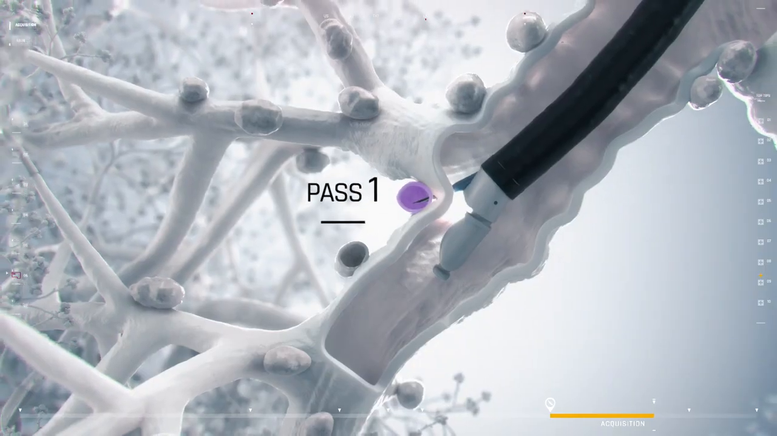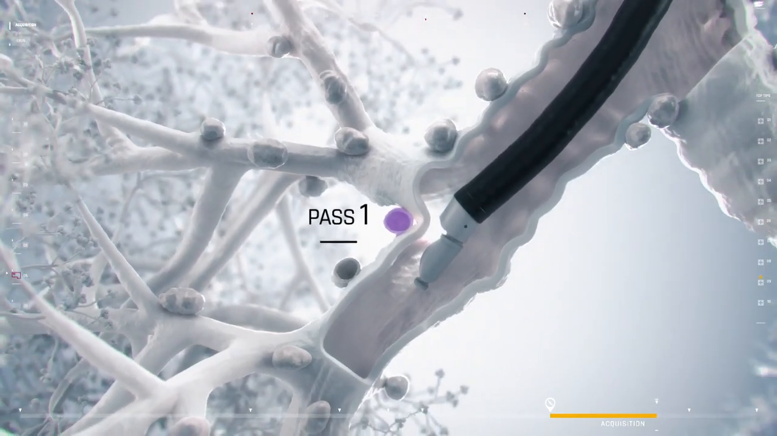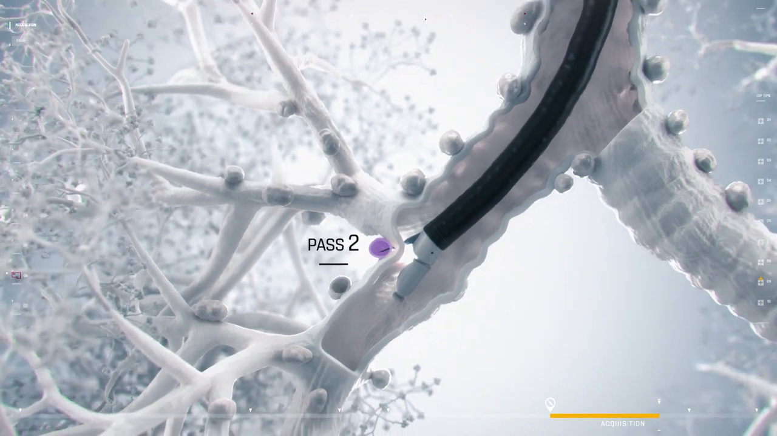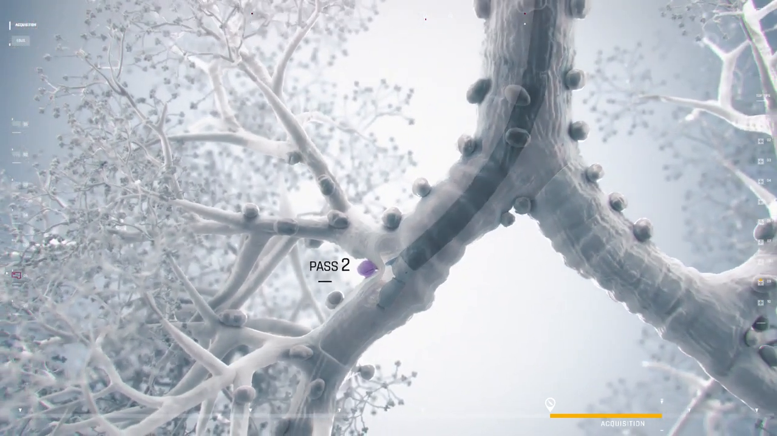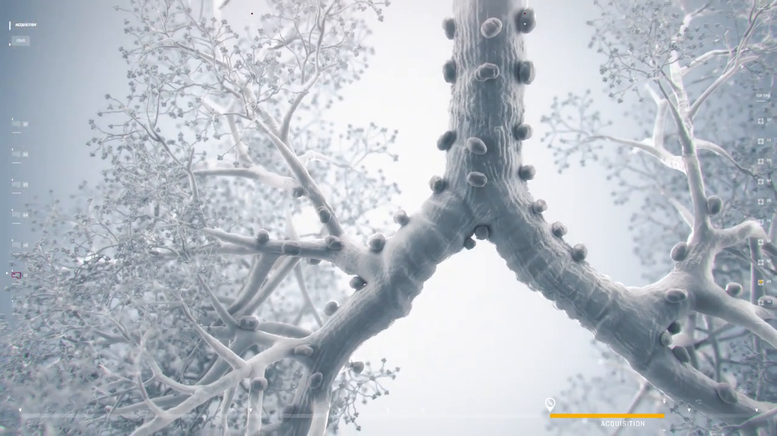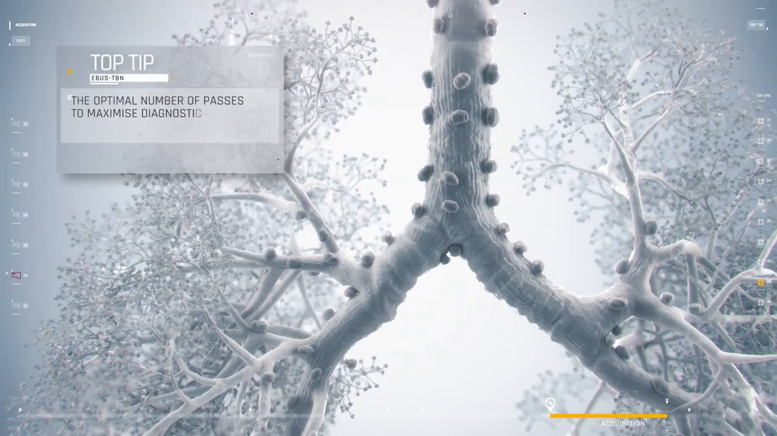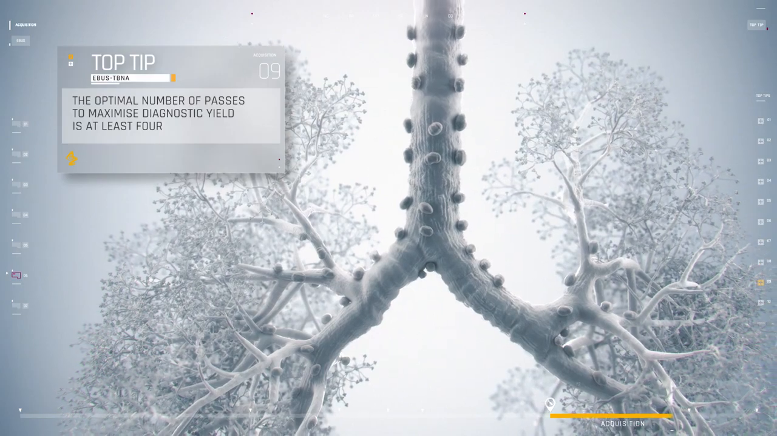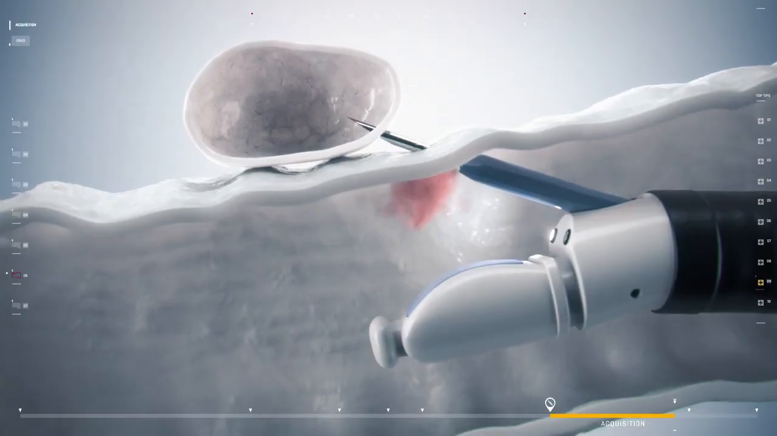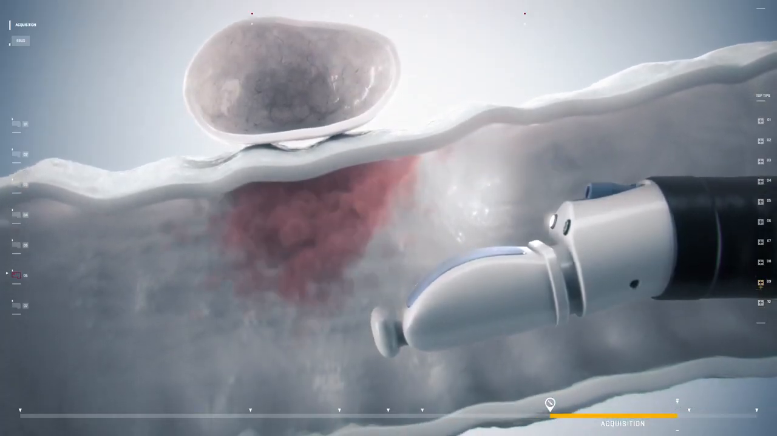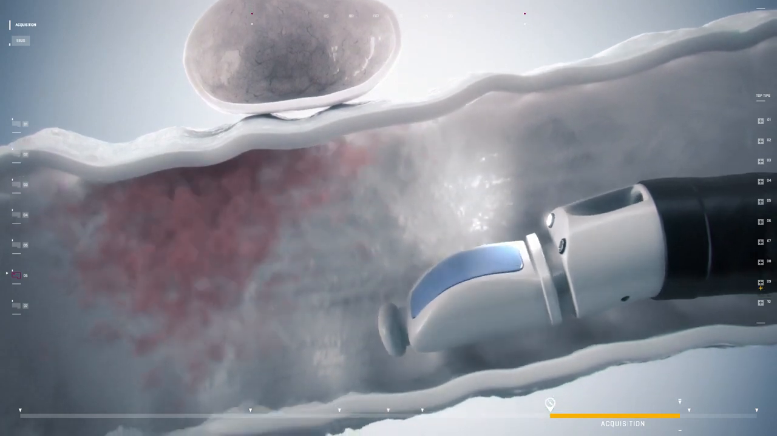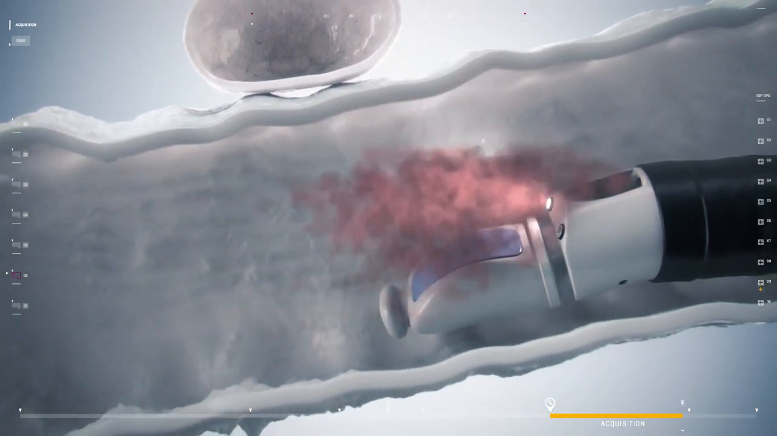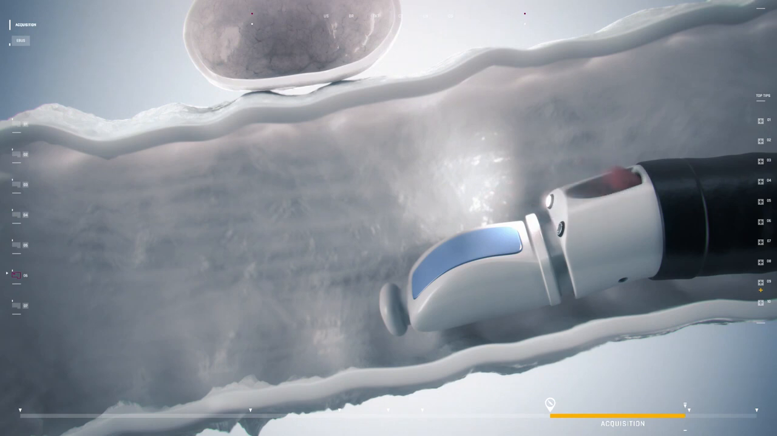The number of needle aspirations per site can impact the yield and can range from 3 to 7 aspirations depending on the study, but the first pass has the highest yield. The optimal number of passes to maximize diagnostic yield is at least 4. Immediately after the sample acquisition, it can be helpful to move the bronchoscope distal under suction to prevent any blood that was released into the airways from traveling further into the bronchial tree.